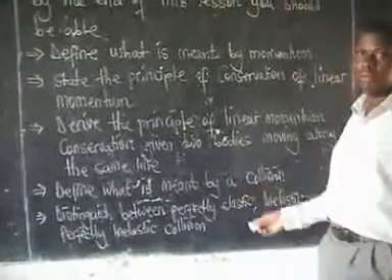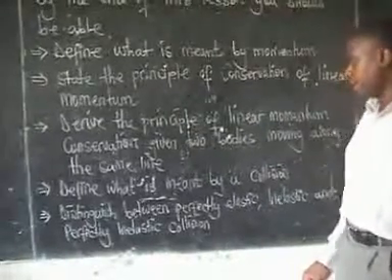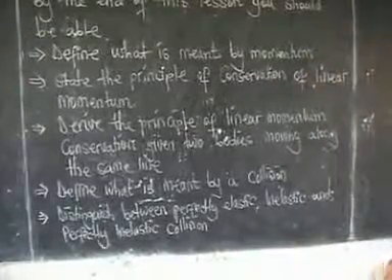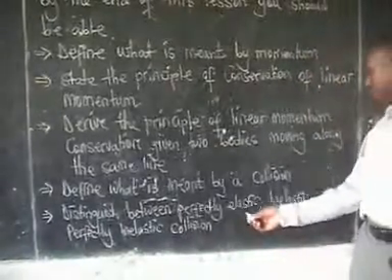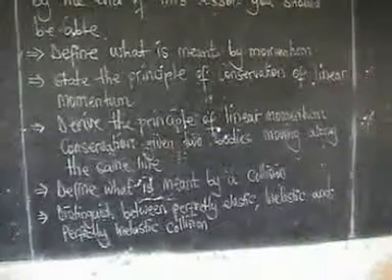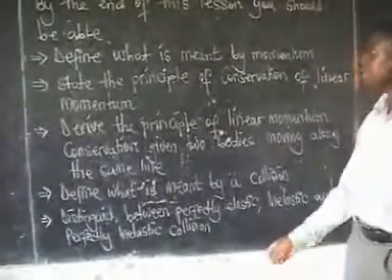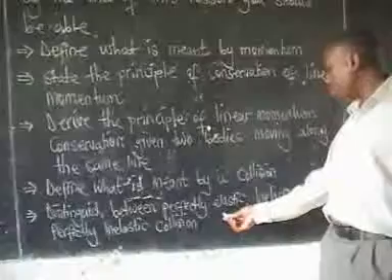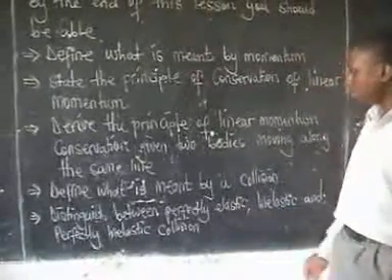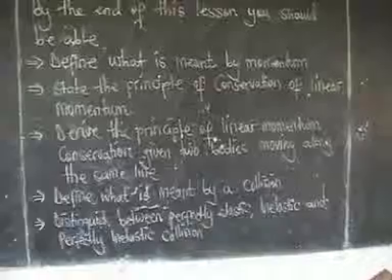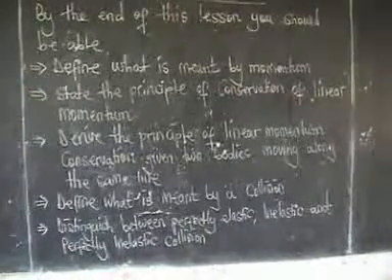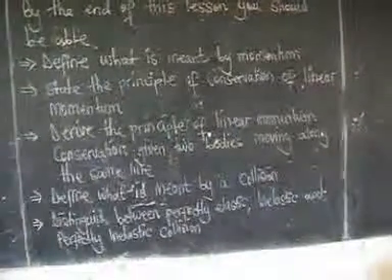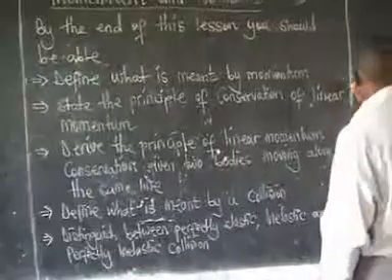We shall begin by the definition of a collision. And lastly, we shall look at the three types of collision: the perfectly elastic, inelastic, and perfectly inelastic collision. So you will be able to distinguish the differences between those three types of collisions. So let's begin with the first item on the menu, and that is defining what is meant by momentum.